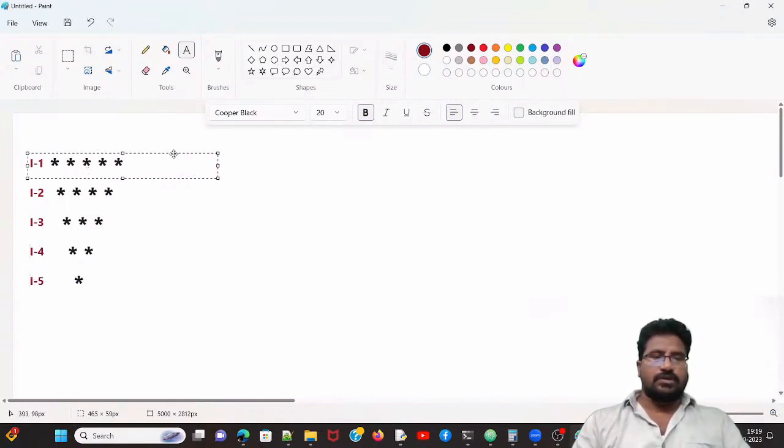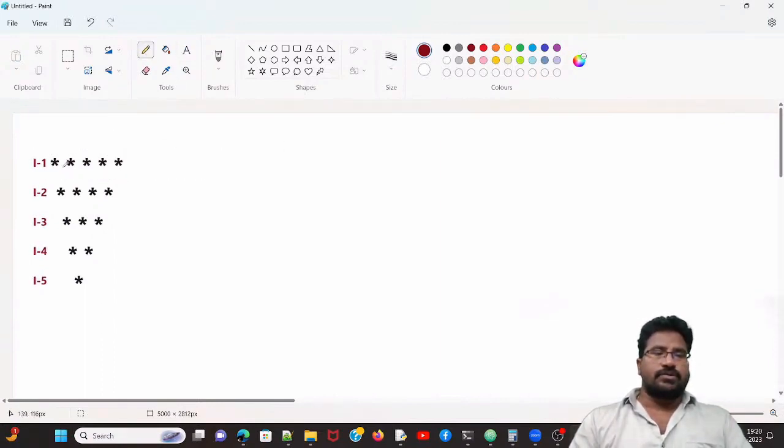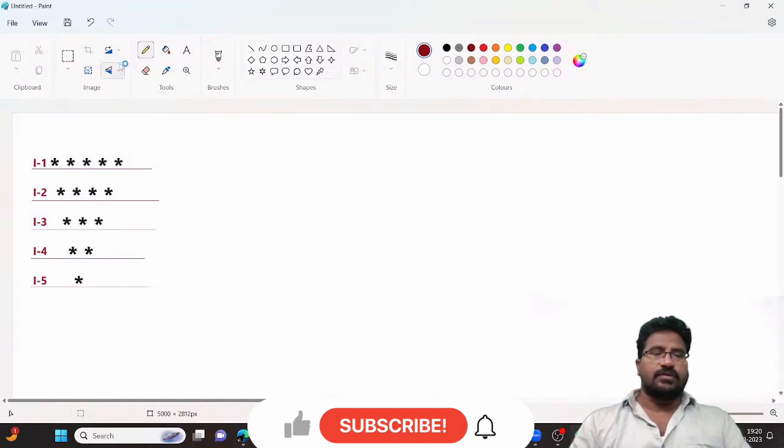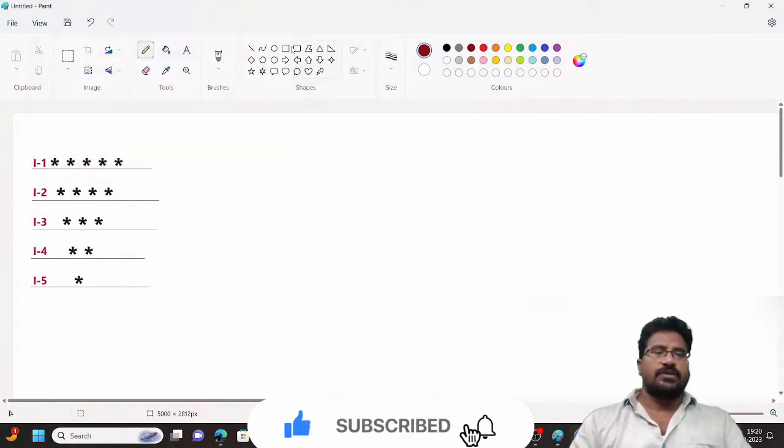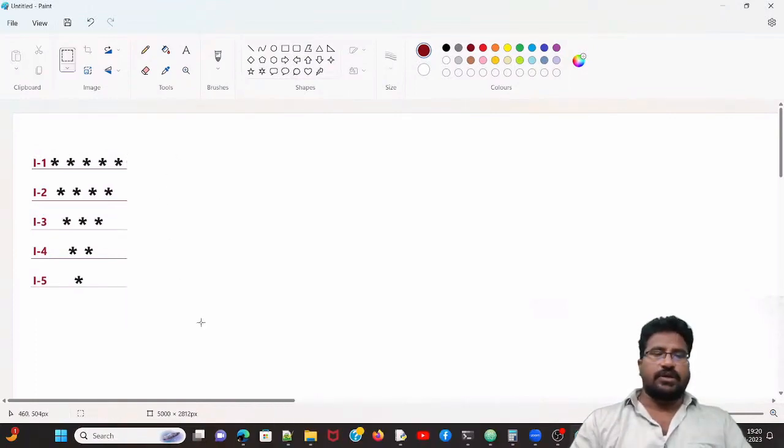Okay, this is the pattern. So when I is 1, when I is 2, when I is 3, when I is 4, when I is 5. Now the I iterations are over. Here, when I value is 1, the star repeats 5 times. When I value is 2, how many times does the star repeat? 4 times, then 3 times, then 2 times, then 1 time.